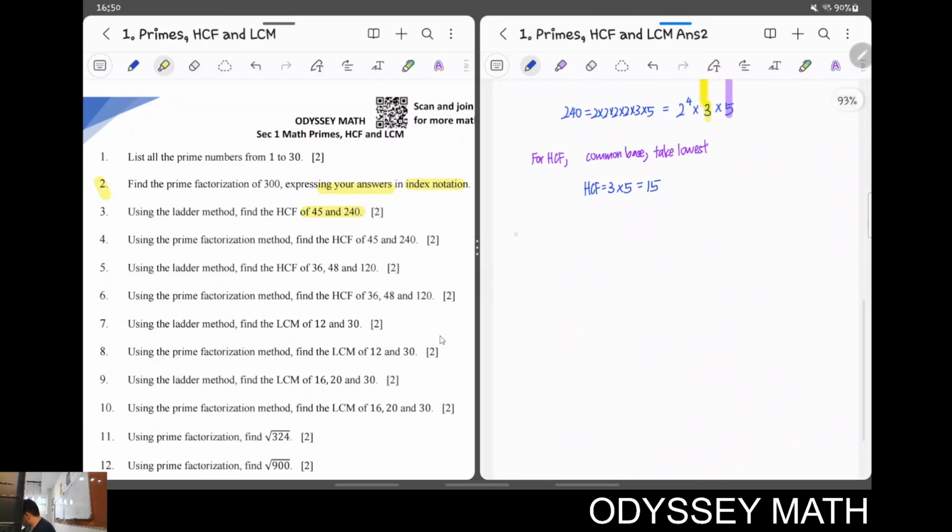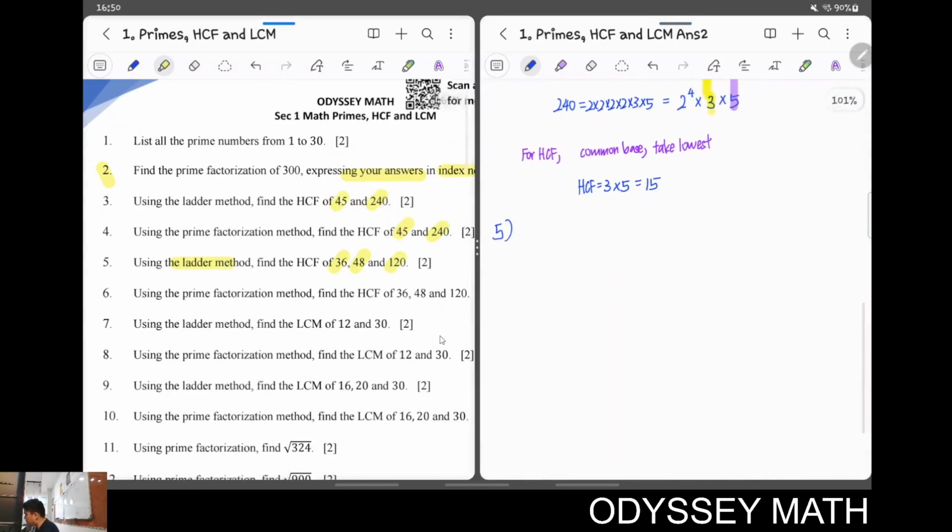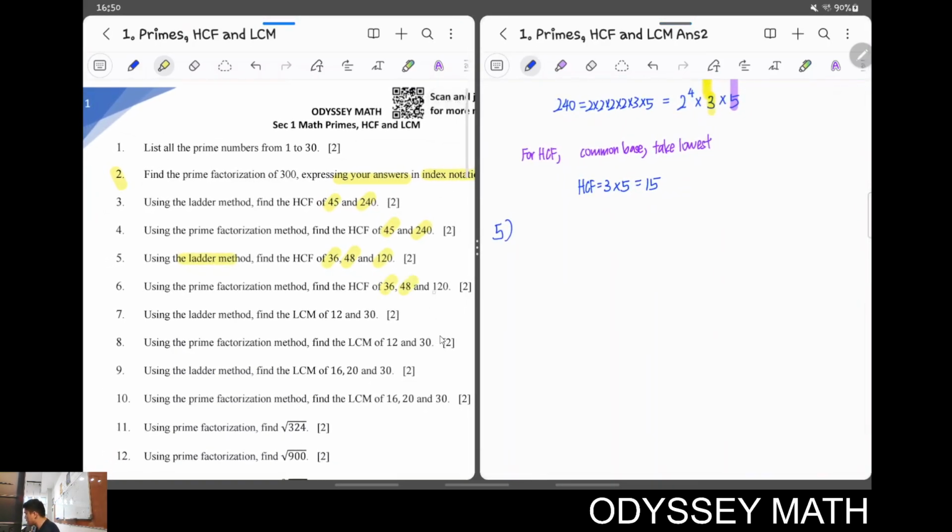For question number 5 over here, earlier we found the HCF of just two numbers. Now for question number 5, we are going to find the HCF of three numbers, and here we're going to go back to the ladder method again. Then for question number 6, for the same three numbers, 36, 48, and 120, we are going to use the prime factorization method. So for question number 5, let's use the ladder method. Using the ladder method, find the HCF of 36, 48, and 120.